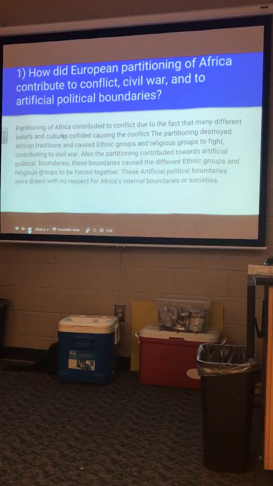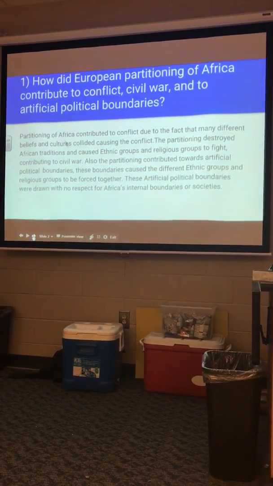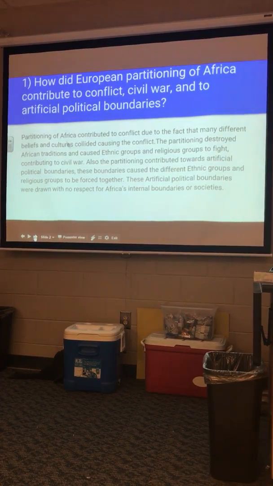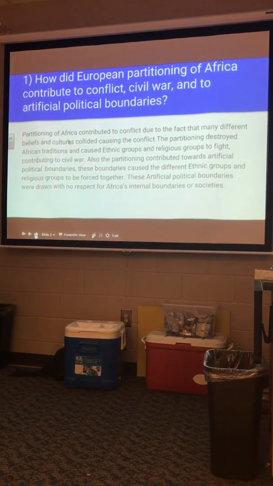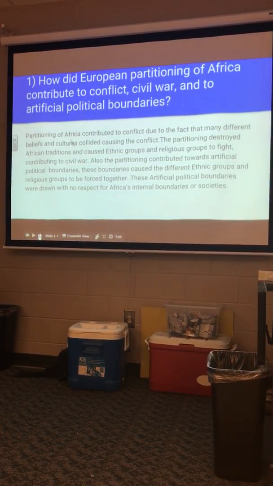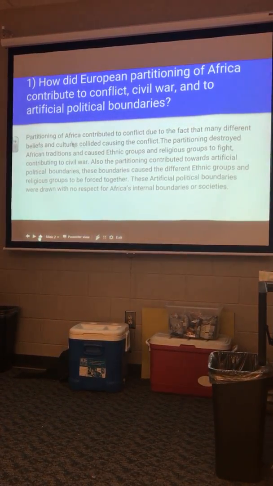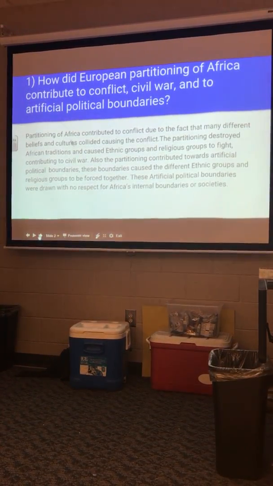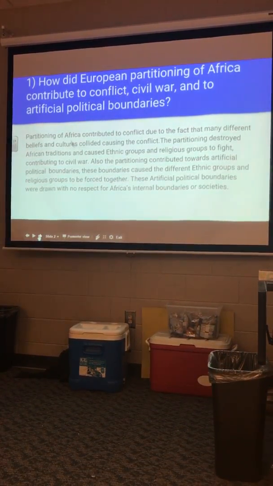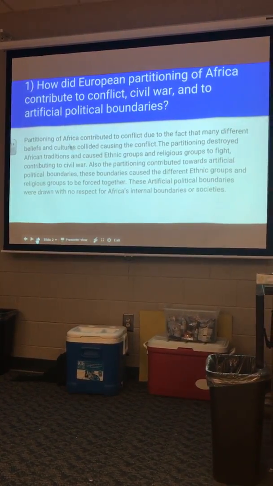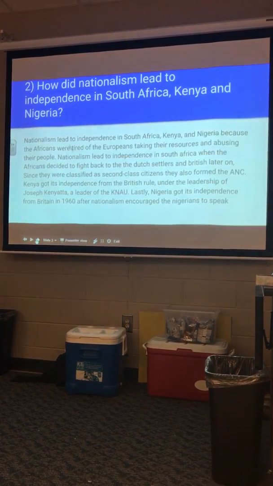It says also the partitioning contributed towards artificial political boundaries. These boundaries caused the different ethnic groups and religious groups to be forced together. These artificial political boundaries were drawn with no respect for Africa's internal boundaries or societies. So a map of Africa that you see today was drawn up and divided up based upon geography and where different resources were. Okay?